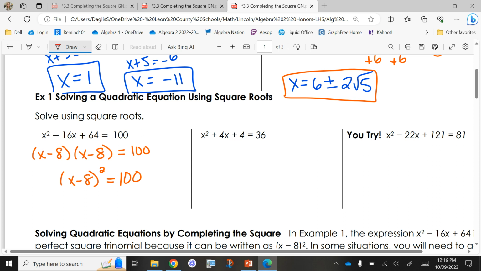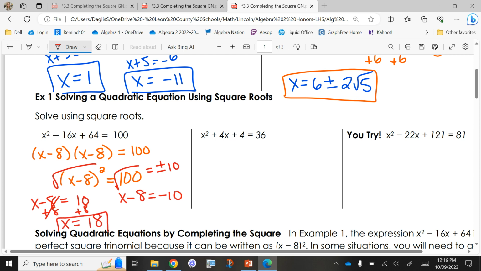And then now I can use the square root. I can't use the square root unless I just have something squared left over. Now I just have a parentheses squared. So now we're going to square root both sides. So I have x minus 8 is equal to 10. I also have x minus 8 is equal to negative 10. Because remember, that's positive and negative 10. Add 8 over here to give us 18. And then we're going to add 8 on this side to get negative 2. Good.